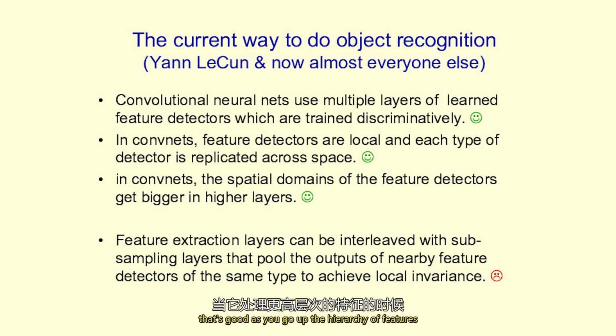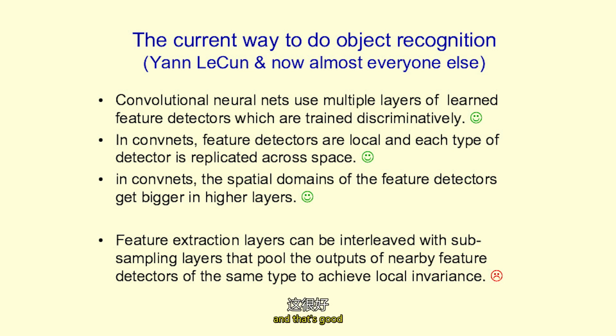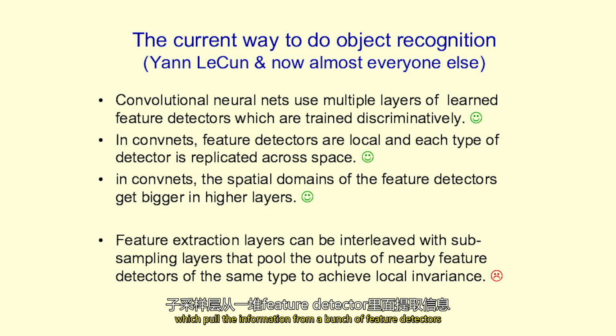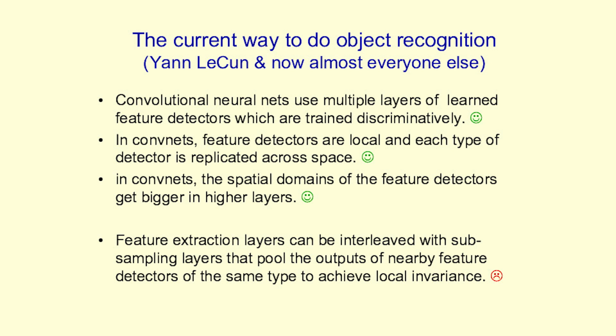That's good. As you go up the hierarchy of features, the feature detectors respond to things in a larger region of space, and that's good. The feature detectors are interleaved with subsampling layers which pool the information from a bunch of feature detectors, and the aim of that is to get invariance and to throw away positional information, and that's bad. I'll try and tell you why that's bad.